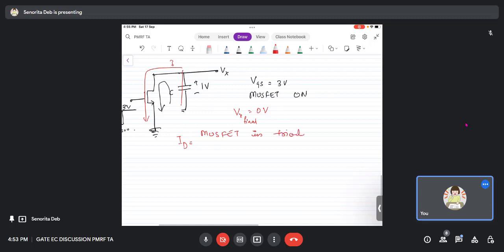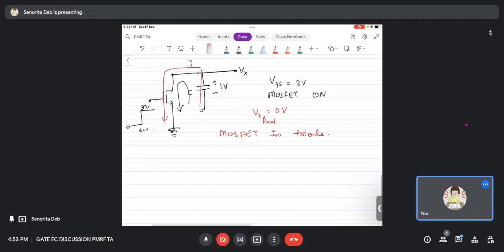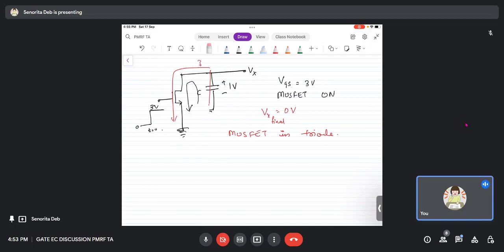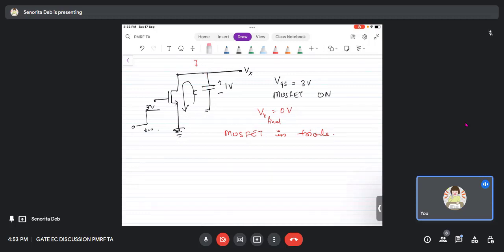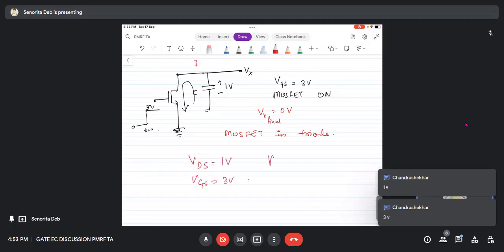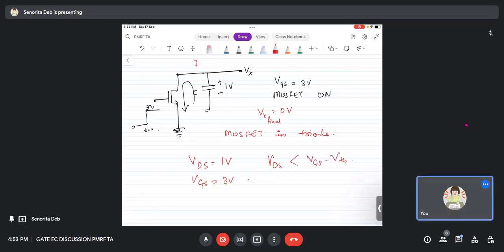Can anyone tell why the MOSFET is in triode region? The assumption is correct. Anybody? Just look at the figure. What is VDS? VDS is 1 volt. And what is VGS? 3 volts. So VDS is less than VGS minus VTH. That's why the MOSFET is in triode. And it will always be in triode because Vx will be going towards 0 volts as the capacitor discharges.